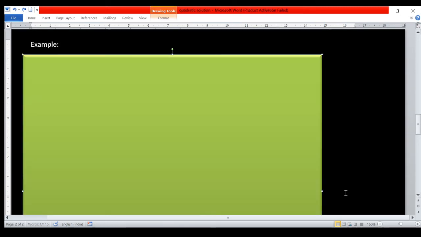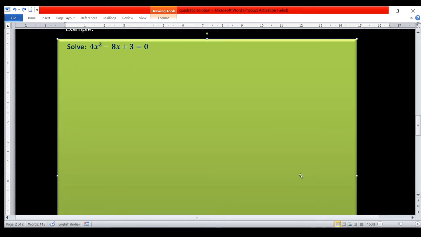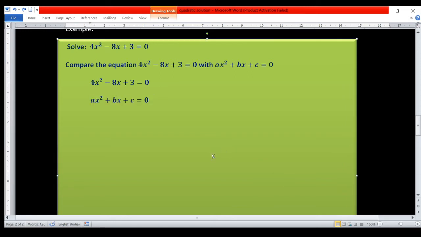So 4x square minus 8x plus 3 equal to 0. I want to use the formula method. So that's why I want to compare this equation 4x square minus 8x plus 3 equal to 0 with ax square plus bx plus c equal to 0. So I am able to identify the a value, b value, c value. So a is equal to 4, b is equal to minus 8, c is equal to 3. So first I will find b square minus 4ac. You remember in the previous video we discussed b square minus 4ac is nothing but the discriminant. The discriminant helps to find the nature of the roots.